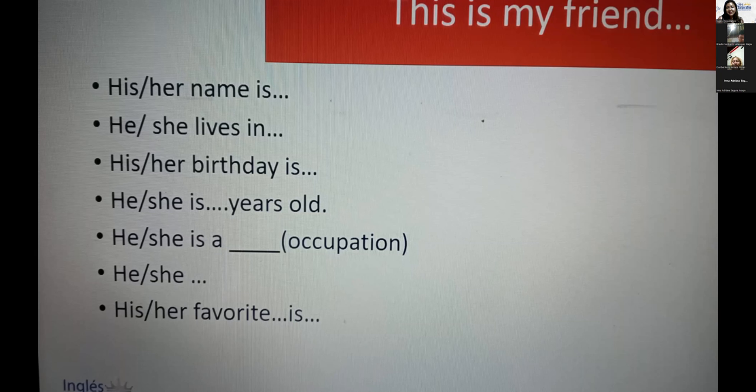Sigo. Y ya siguió esta estructura. Ya siguió este orden. His name is, he lives, his birthday is. His good friend. Sí, aquí, ¿dónde vive? ¿Cuántos años tiene? ¿Cuándo es su cumpleaños? ¿De qué trabaja? Where do you live, Braulio? Where? In San Salvador.